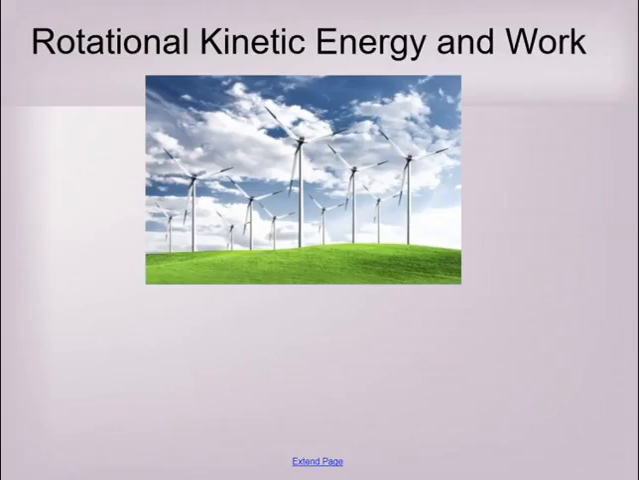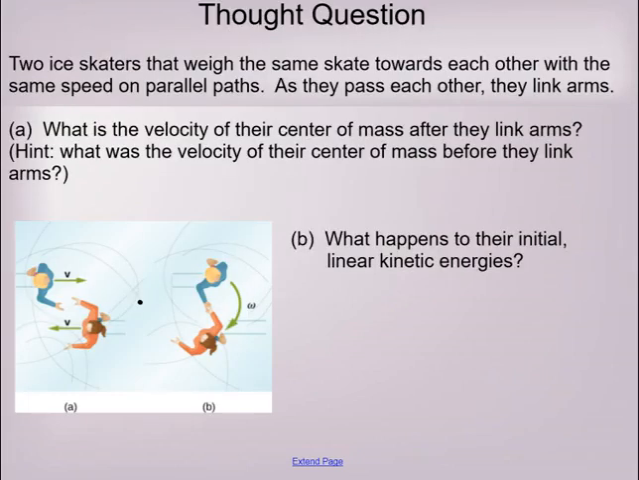This lesson is on the kinetic energy that a rotating object has and how work is done to change that kinetic energy. Suppose you have two ice skaters that weigh the same and they're skating towards one another with the same speed on parallel paths. As they pass one another, they link arms and begin to spin in circles. What is the velocity of their center of mass after they link arms?